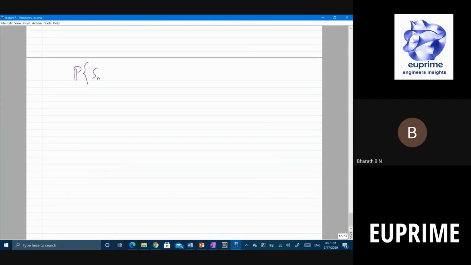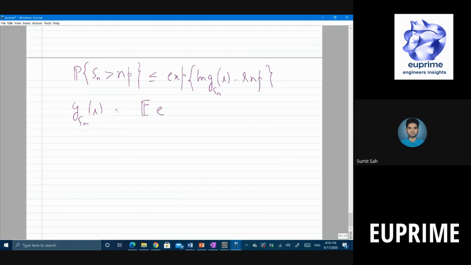Okay. So the probability that Sn is greater than some n times p. This is what we will do. If you apply Chernoff, this will be the exponential of ln of the MGF of Sn at r minus rnp, right? So what is the MGF of Sn at r? This is the expected value of e to the power... Actually, yes, there will be an infimum over all r here.